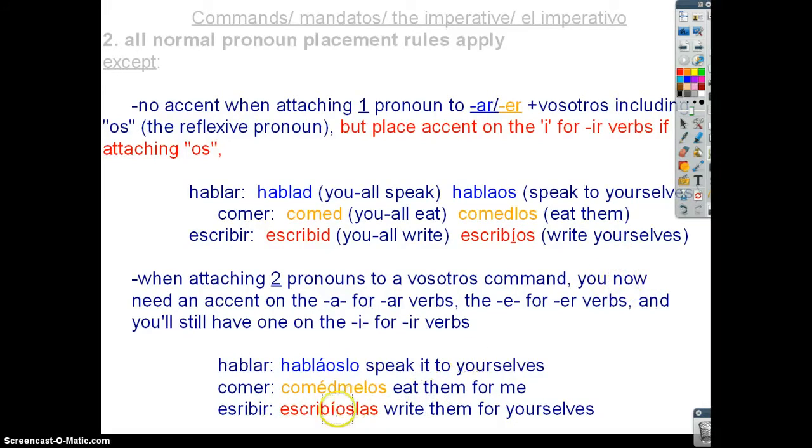And if you're attaching os, you still drop the letter D. If you're attaching something else, you do not need to drop the letter D.